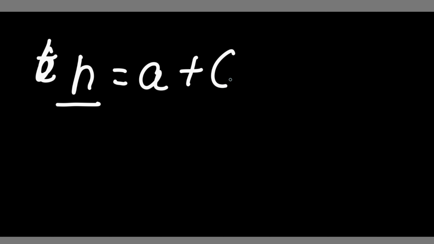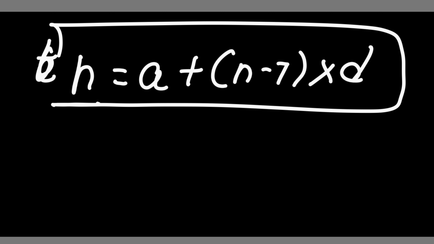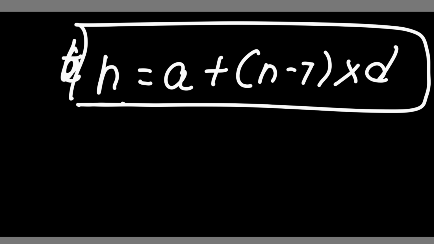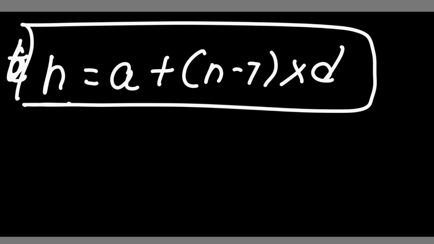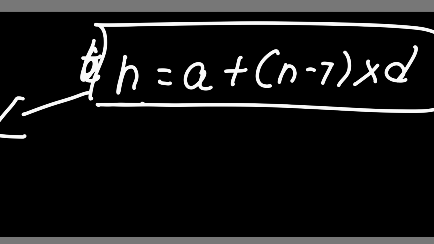Now let's understand how to find a number, which is our main topic of the video, which is finding the number n, or the unknown number, is equal to a plus n minus 1 multiplied by d. Now this video is all about understanding how this formula is formed, and let me give you a hint. This formula is basically formed from this. We break down the formula and we get this formula.